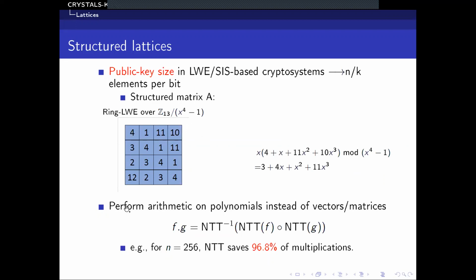The second problem of lattice-based cryptography is the huge number of arithmetic operations. As you know, for computing between two vectors with n elements, we need n to the power of 2 multiplications. So for more optimization, the NTT function can be used here, which reduces it to n log n multiplications. If n is equal to 256, the NTT can save almost 97% of the multiplications, which is a very significant optimization.